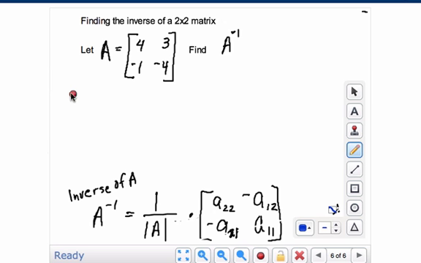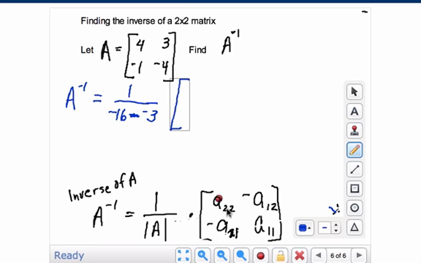So the inverse of this matrix given here is going to be 1 over the determinant, so that's going to be 4 times the -4, so that's a -16, minus -1 times 3. So that's a -3. Okay, so we'll come back and simplify that, and then let's go ahead and fill in our matrix here.